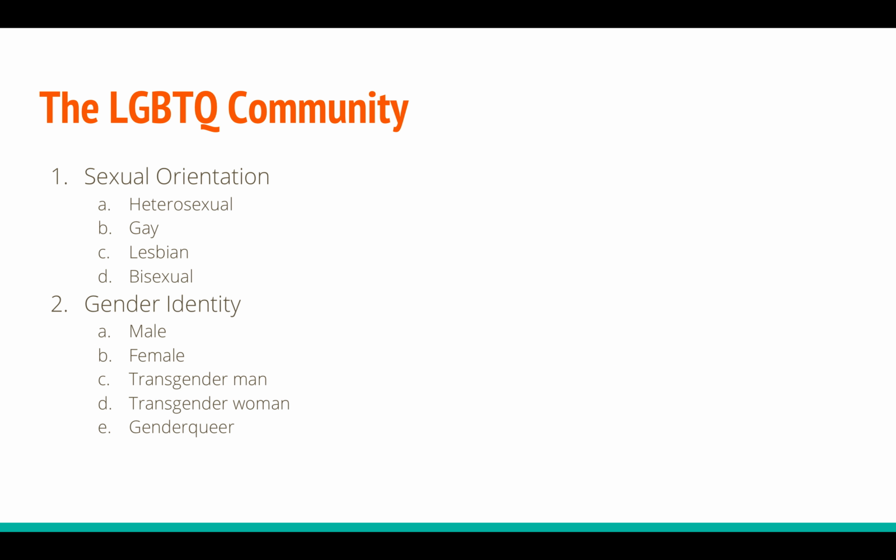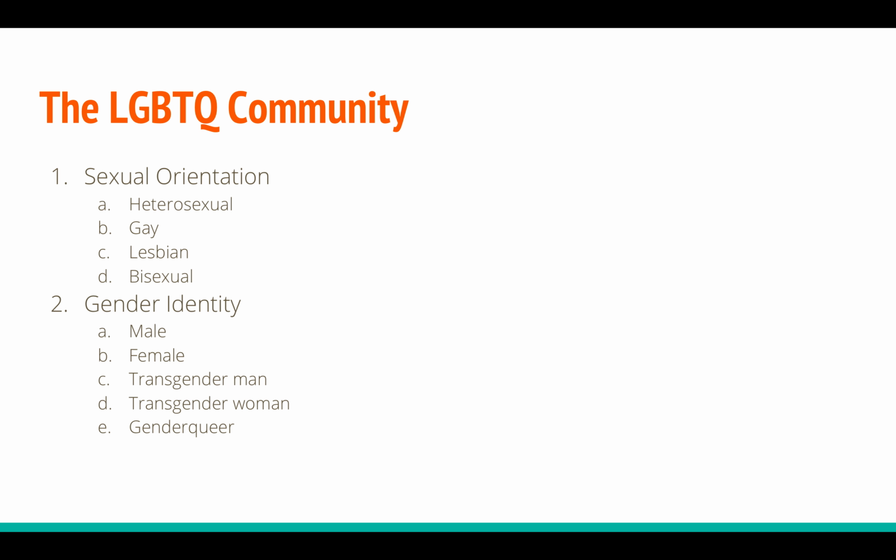To begin, it is important to recognize that sexual orientation and gender identity are different concepts. Everybody has both a sexual orientation and a gender identity. Your sexual orientation indicates sexual and emotional attraction to others. Some common sexual orientations are heterosexual, meaning a man is attracted to a woman or a woman is attracted to a man. Gay is a man being attracted to another man. Lesbian is a woman attracted to another woman. And bisexual is a man or a woman who is attracted to both men and women.